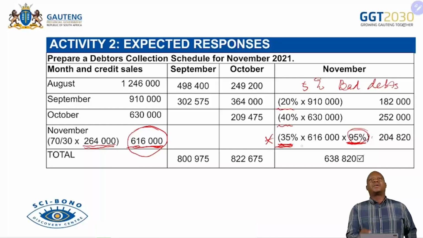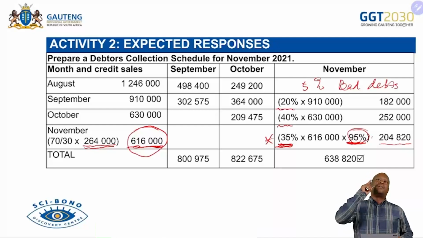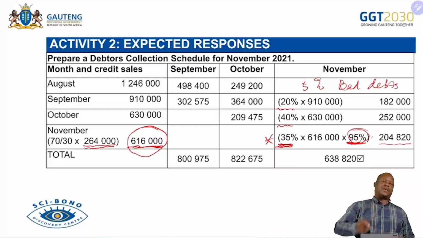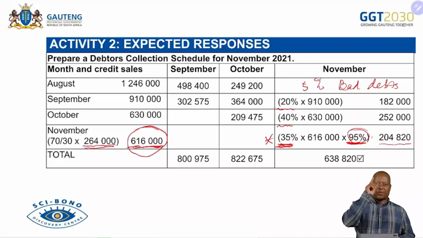So that's what we are doing. 35% of 616,000 multiplied by 95%, and we get 204,820 for the month of November, during the month of sale, where November means the month of sale.